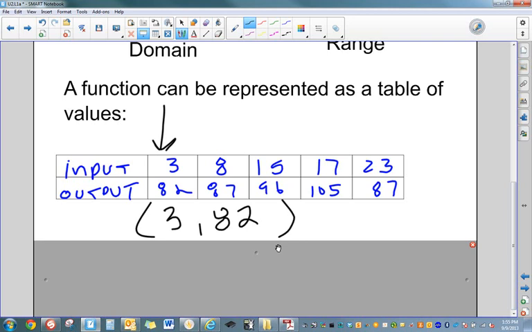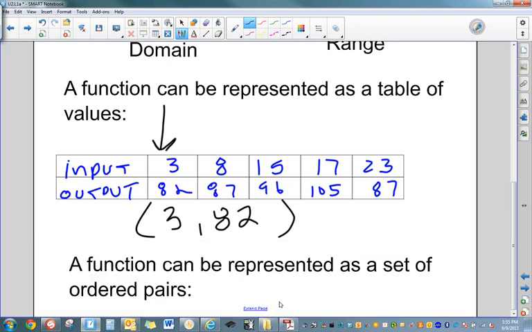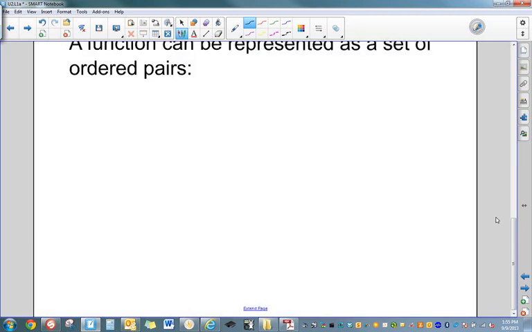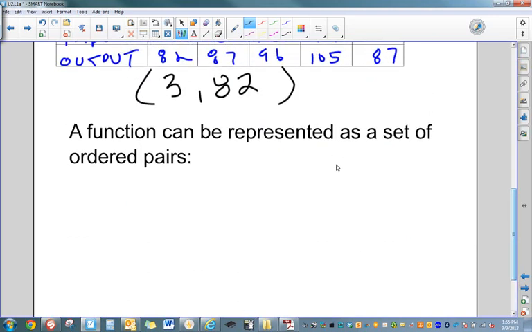The last way that we could represent a function: a function can be represented as a set of ordered pairs. So, take your table of values and write them all as ordered pairs.